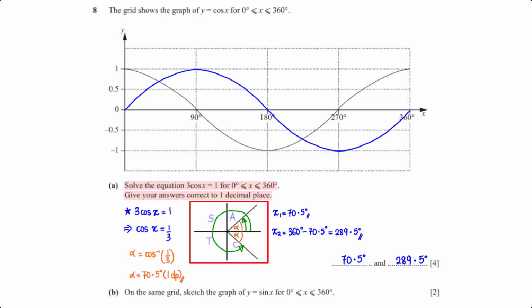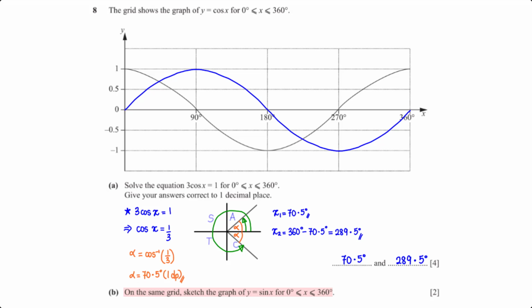When we go around the quadrant the first time, we get our first value of x as alpha, which is equal to 70.5 degrees. When we go around the quadrant the second time, we get our second value of x as 360 degrees minus 70.5 degrees, which is equal to 289.5 degrees. And so for our final answers, we have x equals 70.5 degrees and x equals 289.5 degrees.